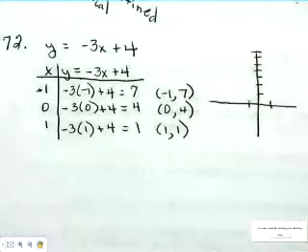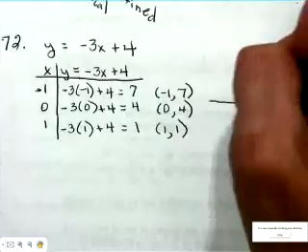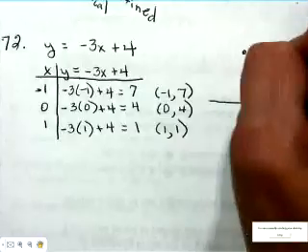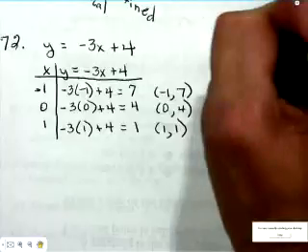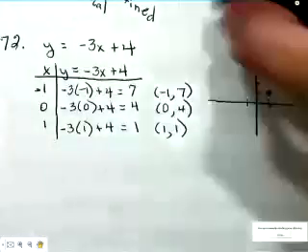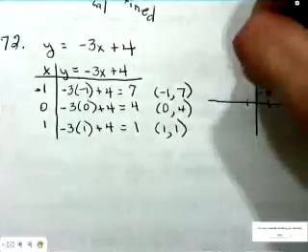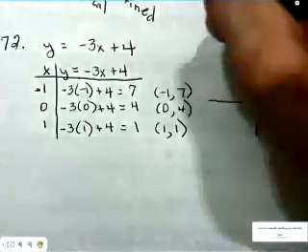Negative 1, 7, 0, 4, and 1, 1. Even without graphing paper, that's a decent line.